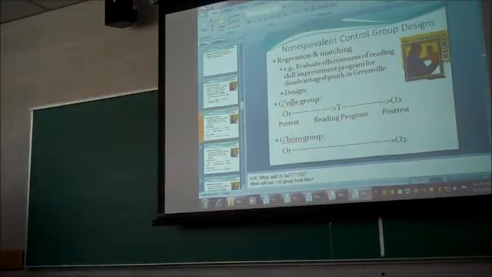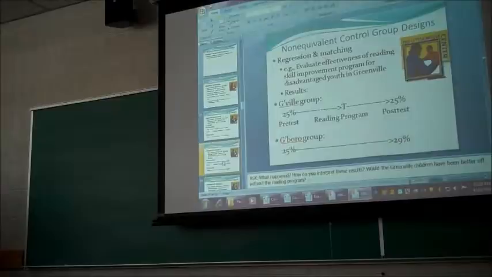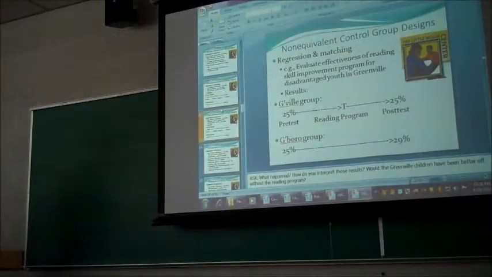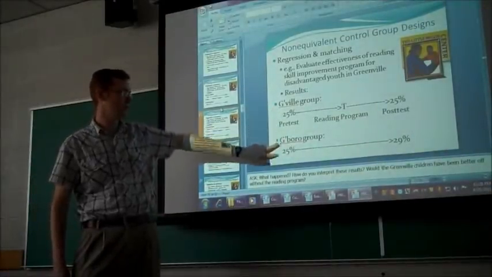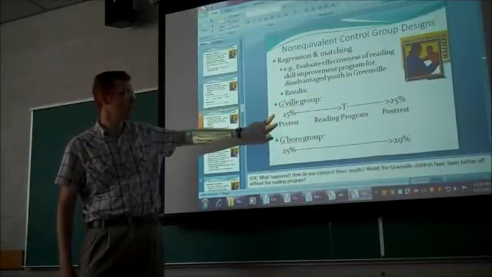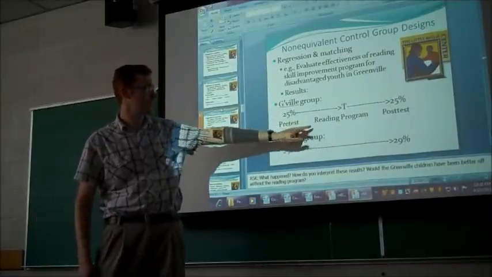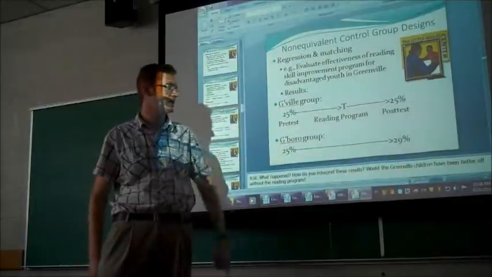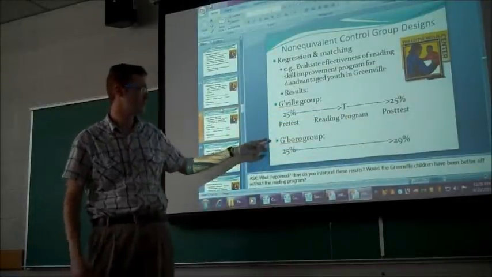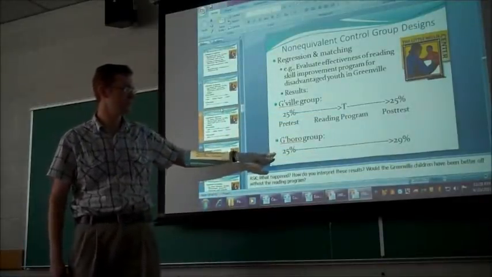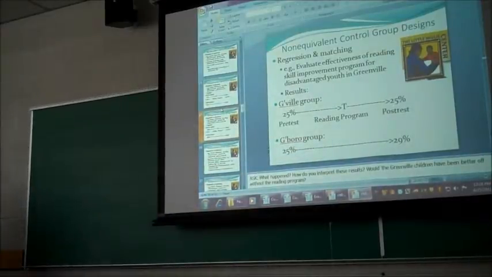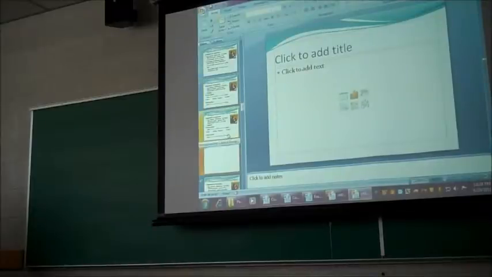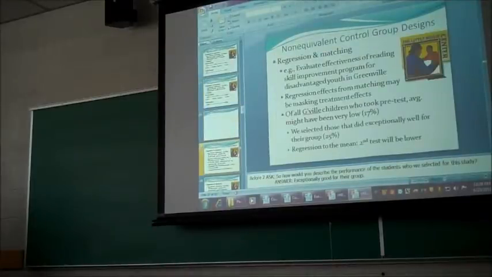But the problem that we mentioned was, let's see, your results might look like this, where they're equivalent on the pretest. So both had 25% reading efficiency on the pretest, but the Greenville group that actually received the treatment didn't change when you looked at the post-test scores. The Greensboro group that didn't receive the treatment actually increased. You said, why in the world would that be? What's wrong with that?